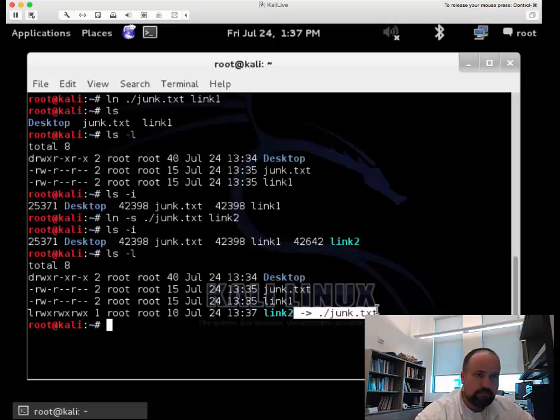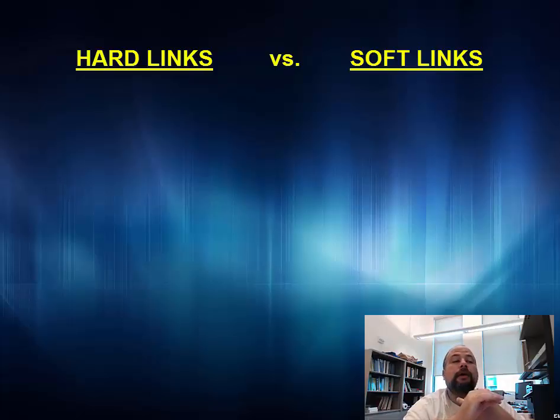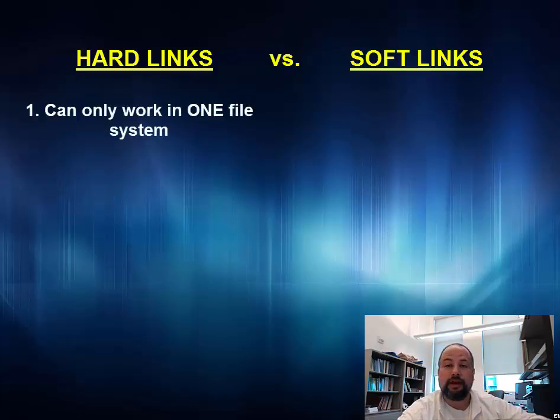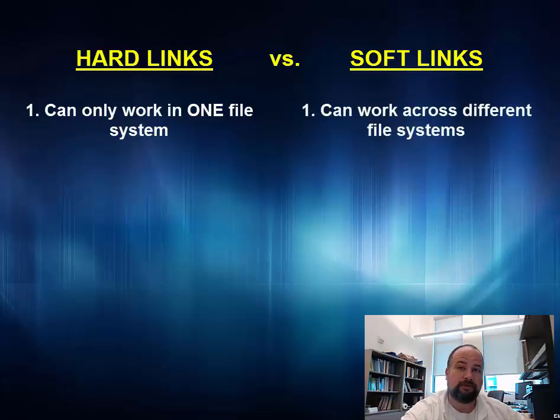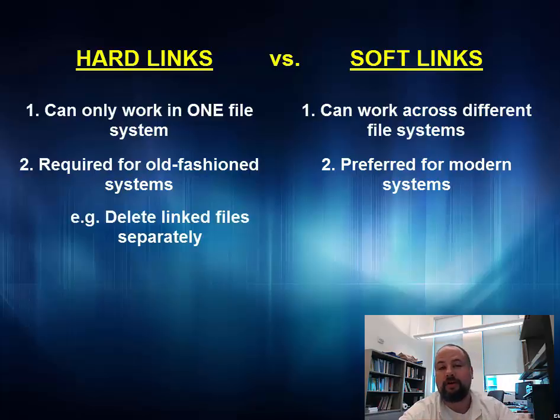All right. So what's the difference between hard links and soft links besides the fact that one copies the inode and the other one does not? One, hard links can only work on one file system, so you cannot create a hard link across file systems. So if you have two different disk drives, it must be a soft link. Two, hard links are required for certain old-fashioned programs to work, but they create these weird inconsistencies, particularly if you're deleting files, right? In that you can delete it from one place and still have a hard link somewhere else.